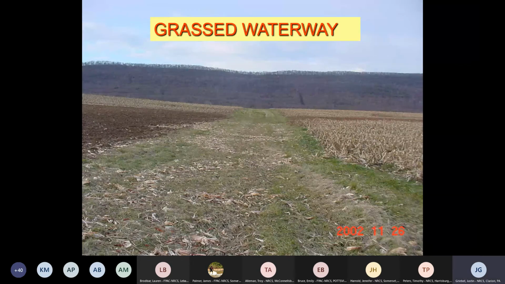And here's the grassed waterway that traverses down over the slope. Terraces can outlet into these grassed waterways. The diversions outlet in these grassed waterways. We do hit some maximum slopes where we would then transfer into a rock-lined waterway.